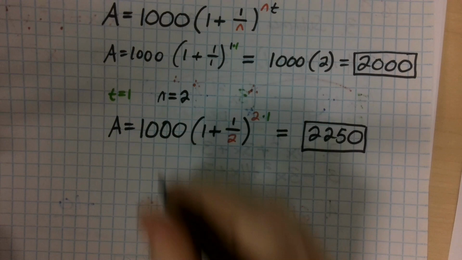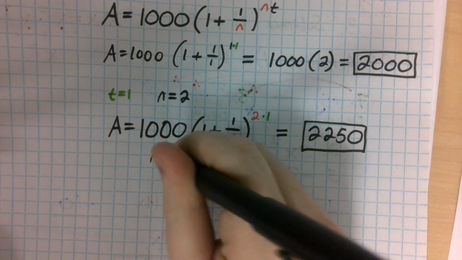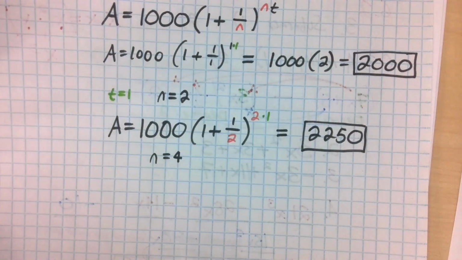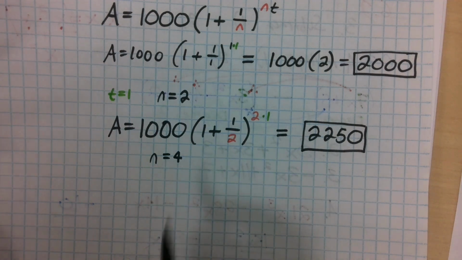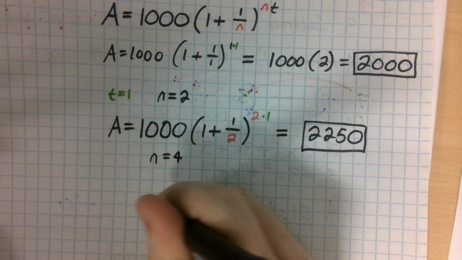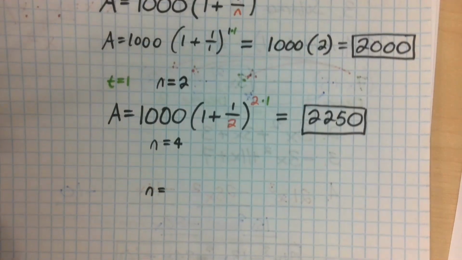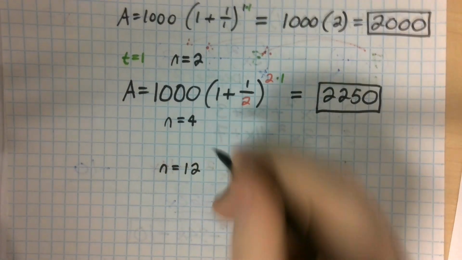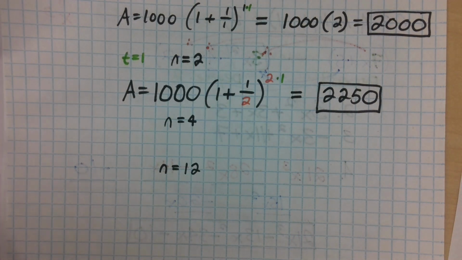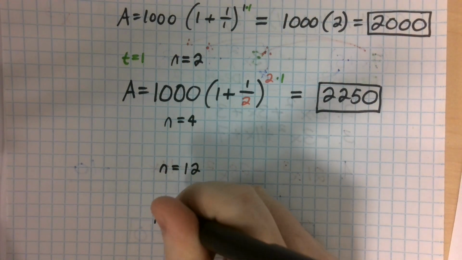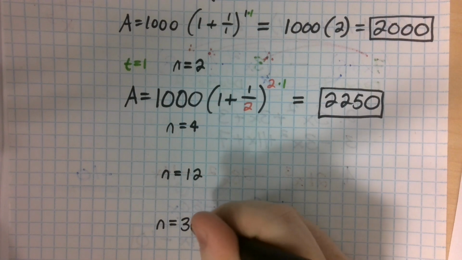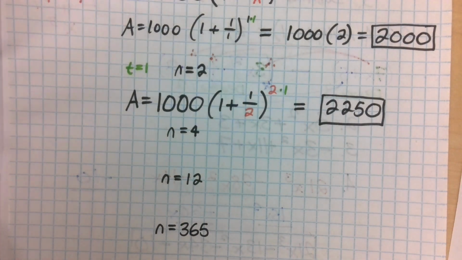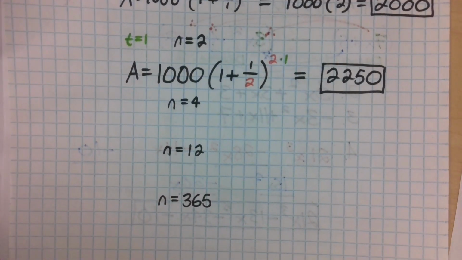Hey, let's see if this pattern continues. What I'd like you to do is try and calculate how much money we would have if n was 4, so your interest is compounded every quarter. Then I want you to see what happens if it was compounded monthly, so n equals 12. Then I want you to see what happens when it's compounded every single day, 365. Pause the video and see if you can calculate these numbers.